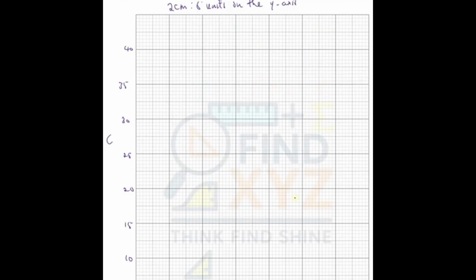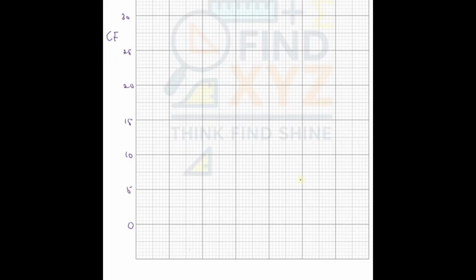I'm going to choose a scale of 2 centimeters to 5 units on the y-axis. The reason is that will help me plot all the points on this graph. So I'm going to start from 0, 5, 10, 15, 20, 25, 30, 35, and then 40. This is for cumulative frequency. Then on my x-axis, I have my upper class boundaries. In other books, you might see mark less than.